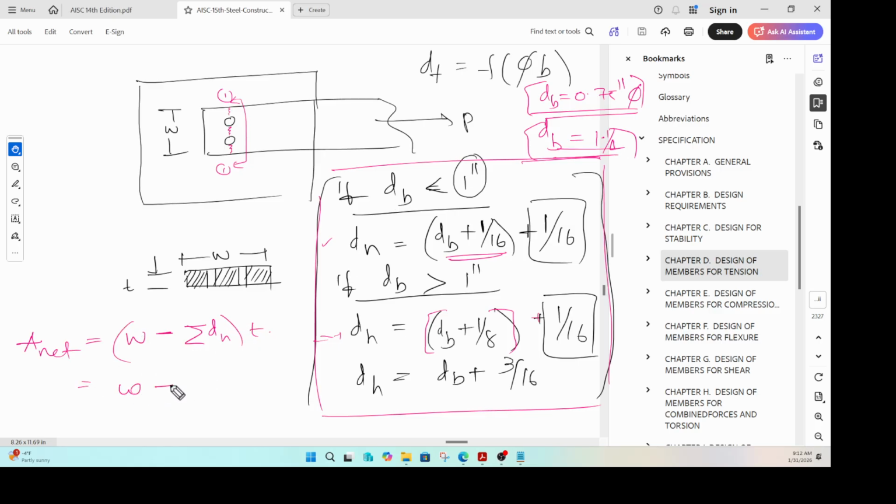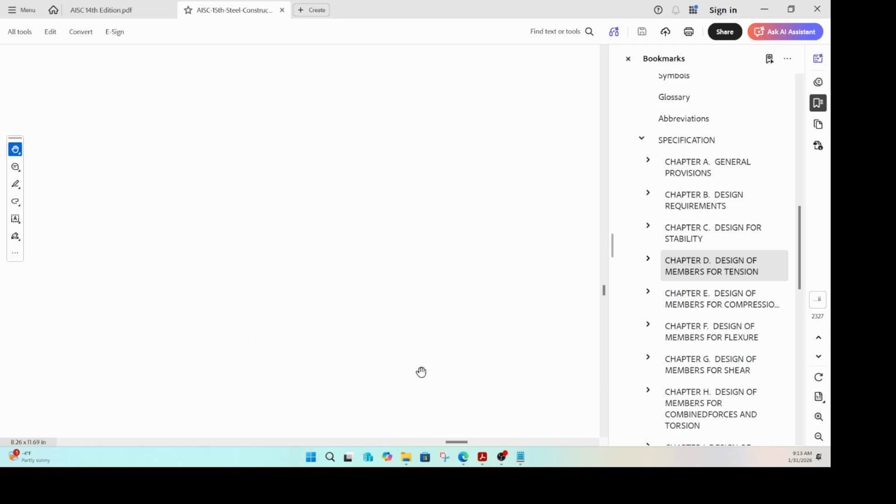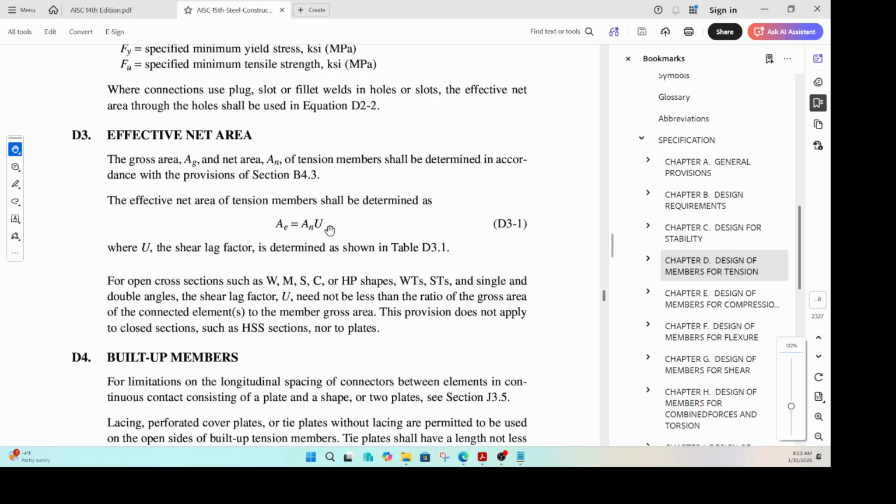So W minus dh, which depends upon whether the diameter of the bolt is less than 1 inch or greater than 1 inch. There are two dh's in this case, and then I multiply that with t to calculate something called A net. A net is only a portion of the story. Once I calculate my A net, I have to multiply it with the factor called shear lag factor.